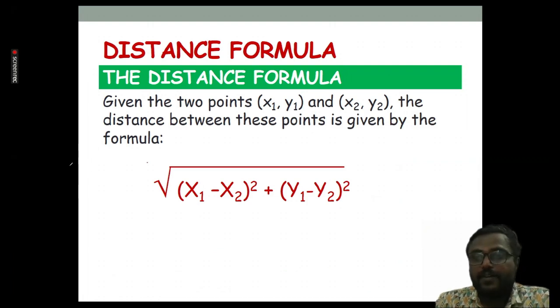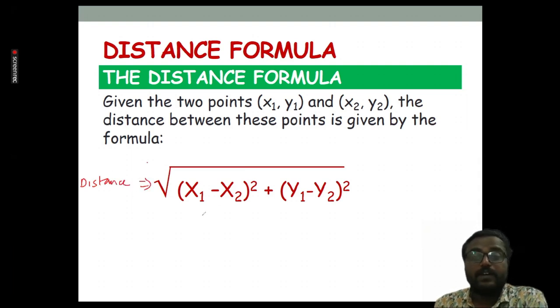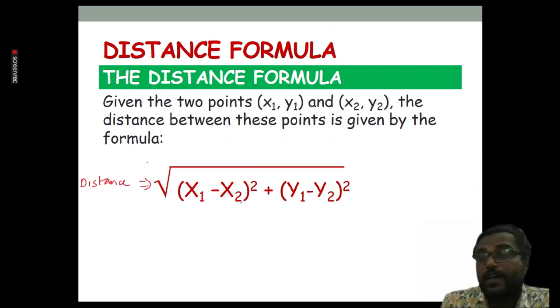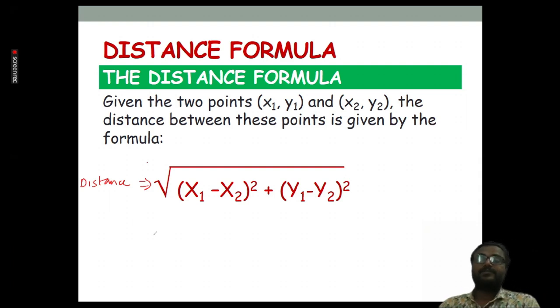You have 90 seconds. Distance between 2 points will be the root of x1 minus x2 to the whole power 2, plus y1 minus y2 to the whole power 2. Write it down.